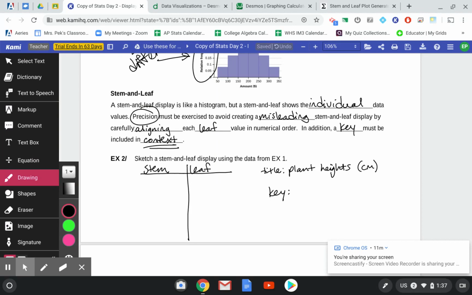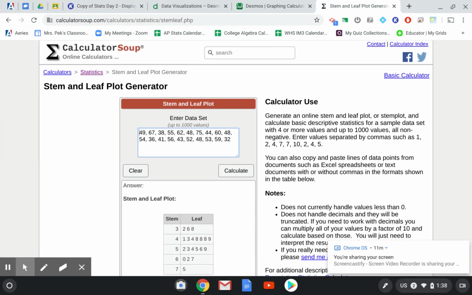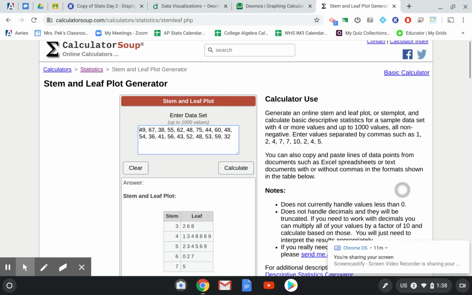And you can put the title above your stem and leaf plot, but I was a little limited on room again, so I'm putting it to the side. Now, Desmos, I couldn't figure out a stem and leaf display on Desmos, so I Googled a different one, and I linked this website to our calendar as well. So you're welcome to use this. I found it really easy to use.